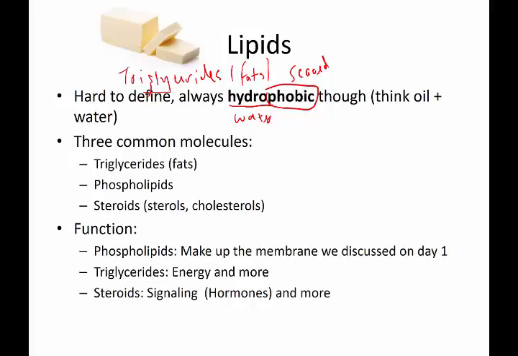If you ever mix oil and water together, they separate into two layers. That's because oil is hydrophobic, so it's scared of water and they don't mix together. Lipids are also a very diverse group of molecules. There are three common types of lipids. Those are the triglycerides, again, the fats. We have the phospholipids. Phospholipids actually make up the cell membrane.